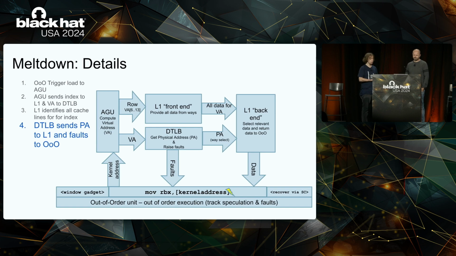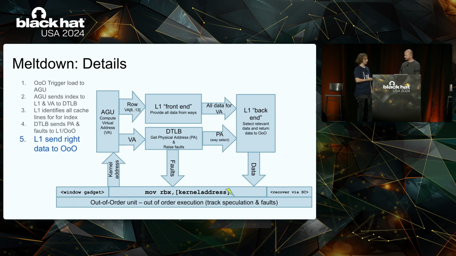So what we then have to do is basically select the right data. How does that work? Well, first we need to wait for the DTLB to get the physical address. While the DTLB is getting the physical address, it will also figure out if there are any faults associated with this. These faults are sent back down to the OOO and mark the instruction as faulting. In the case of Meltdown, it's a supervisor fault. But wait a second. If they are sent back to the out-of-order execution, it's called out-of-order execution for a reason, right? What happens with dependent instructions?